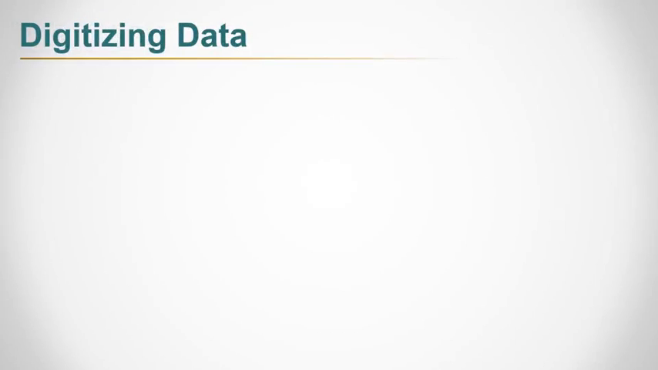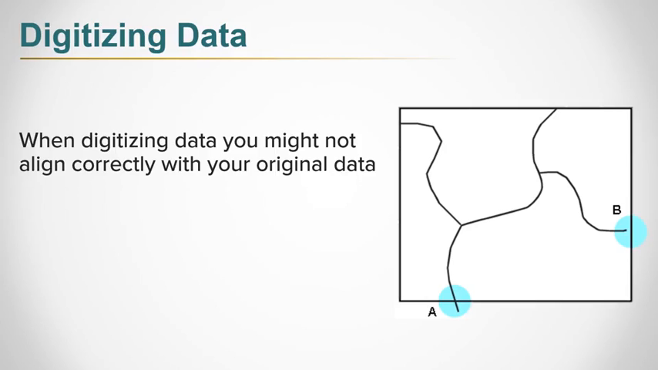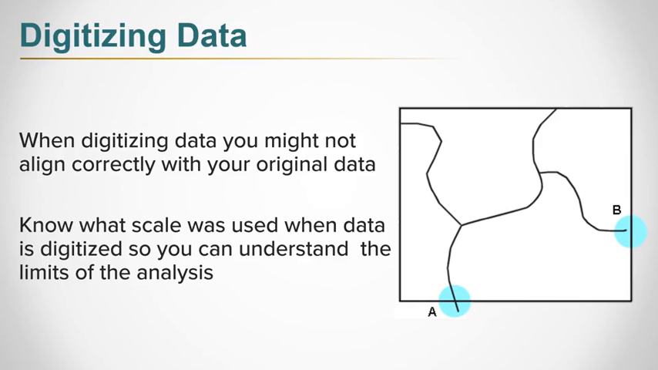Back in the office, if we are creating data through the process of digitizing, as we did in this course, we need to understand how we can introduce error into our data in the process. We discussed this a bit when we learned about digitizing, but know that sometimes you may not align correctly with the original data that you're digitizing. You'll be off by a little bit to one side, or you may end it too soon or a little too late. And so we're inserting tiny bits of error into our data. This is where it's important to know what scale data was digitized at so you can know the limits of the analysis. At a more refined scale, you're going to see those errors start to creep in.